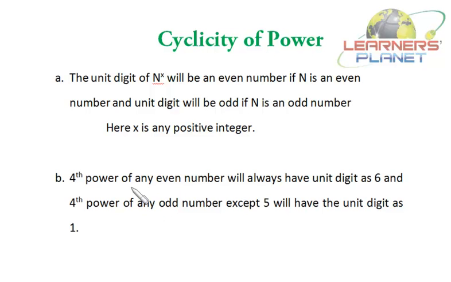Similarly, the fourth power of any even number will always have unit digit 6, and the fourth power of any odd number will have the unit digit 1. Only 5 is the exception. In any case, if you raise 5 to any power, it will always produce 5 at the units place. Let's elaborate this.